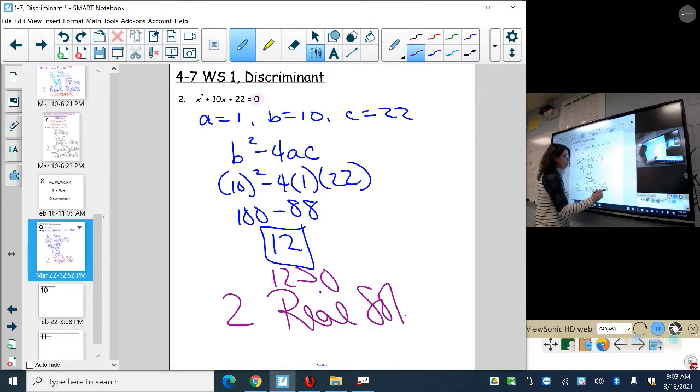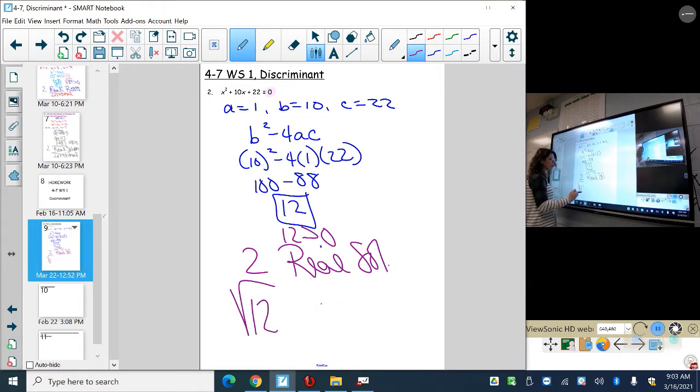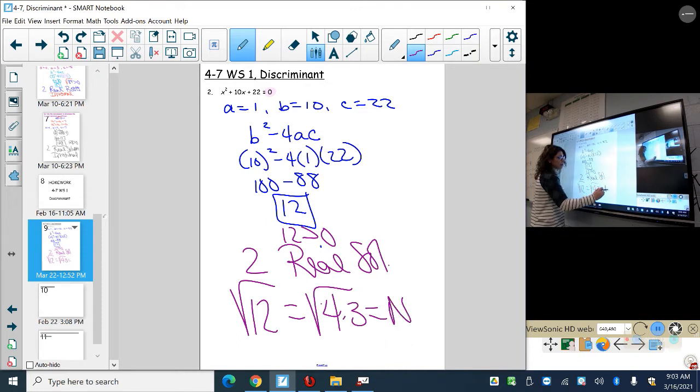solutions. So if I have two real solutions, I need to take the square root of 12. The square root of 12 is going to be 4 times 3, which means this is not a perfect square. So since it is not perfect, you are going to have two irrational solutions.